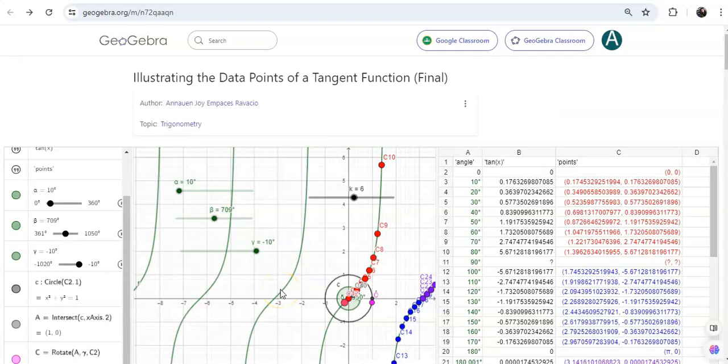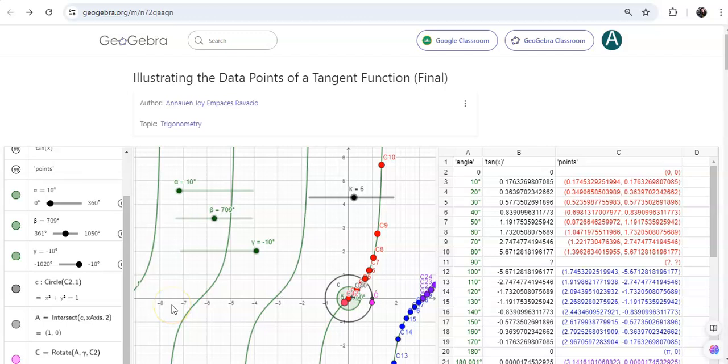Good day everyone, and welcome to this sixth video in a series of videos illustrating the range of the tangent function. In this video lesson, we will review the concept of odd functions. So what makes some trigonometric functions odd functions? Let's discover the answer together.